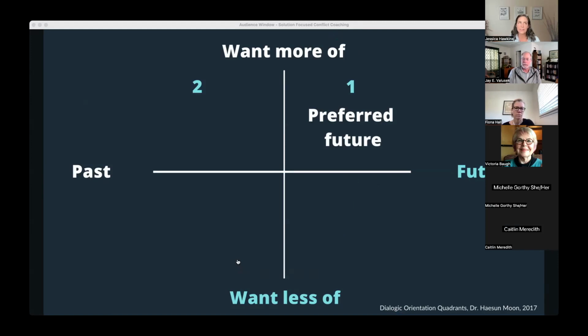Yep, that's right. Preferred future. So what people want more of. Quadrant 2, this is the positive past, what people want more of or say they want more of in the past tense. It's a little trickier because the wording is a bit strange, but basically the positive past. What would you call that?